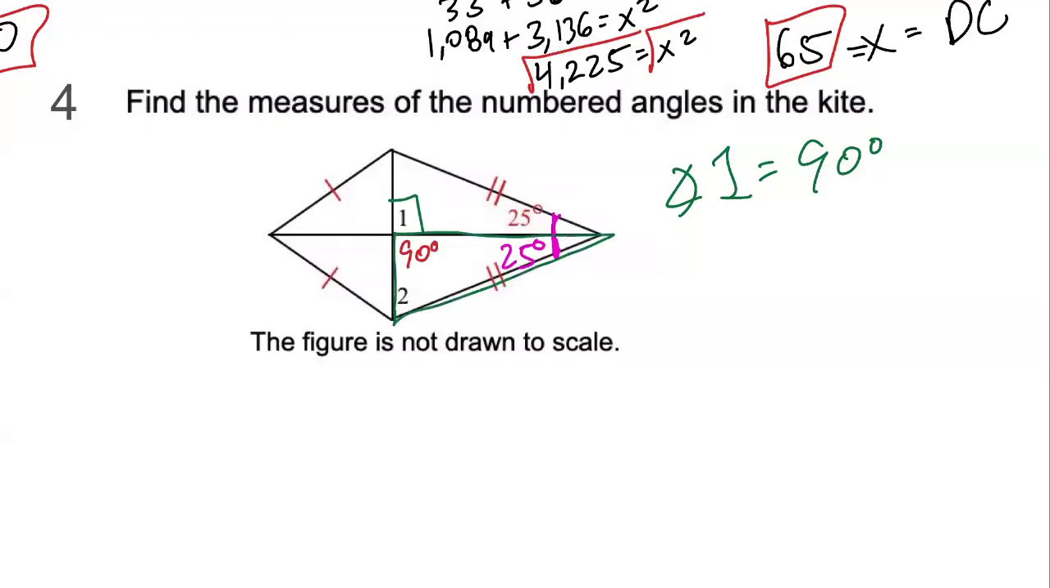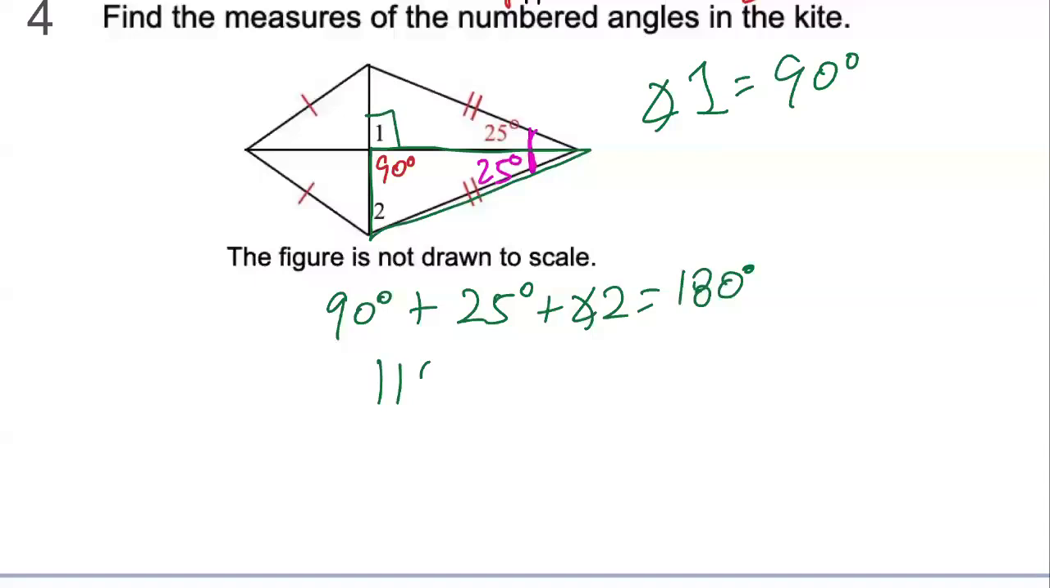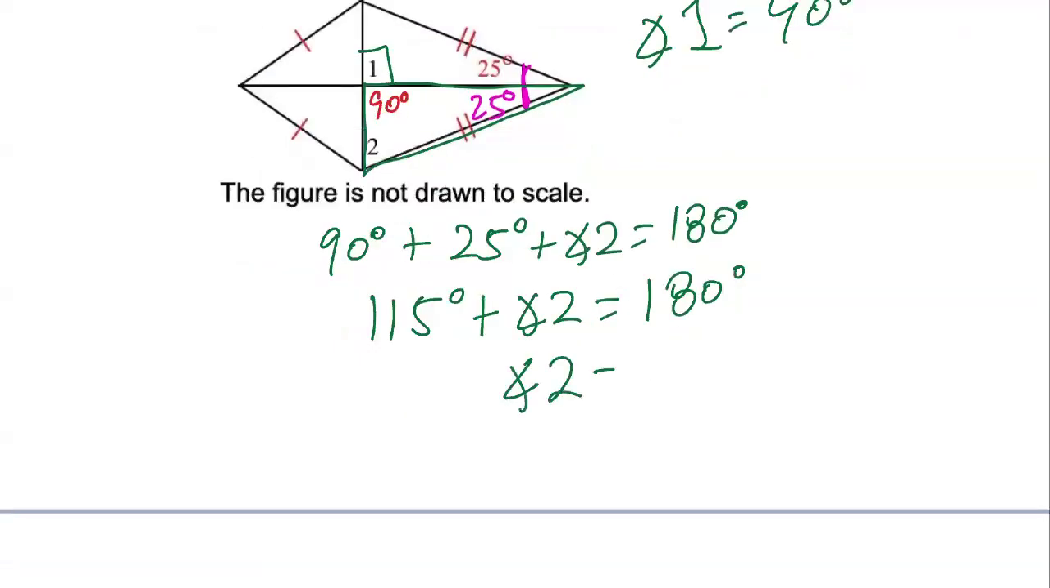This is a triangle. And even though it is specifically a right triangle, I can just find angle 2 because the sum of 90 plus 25 plus angle 2 is 180. 90 plus 25 is 115. When you subtract 115 from both sides, you should get 65.